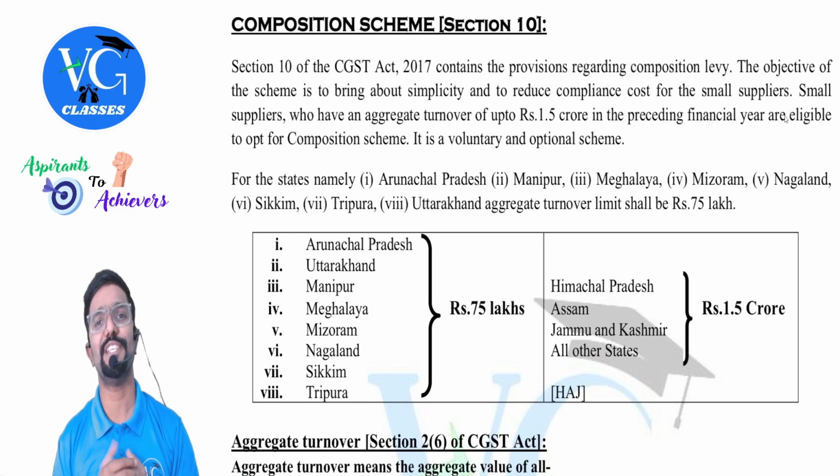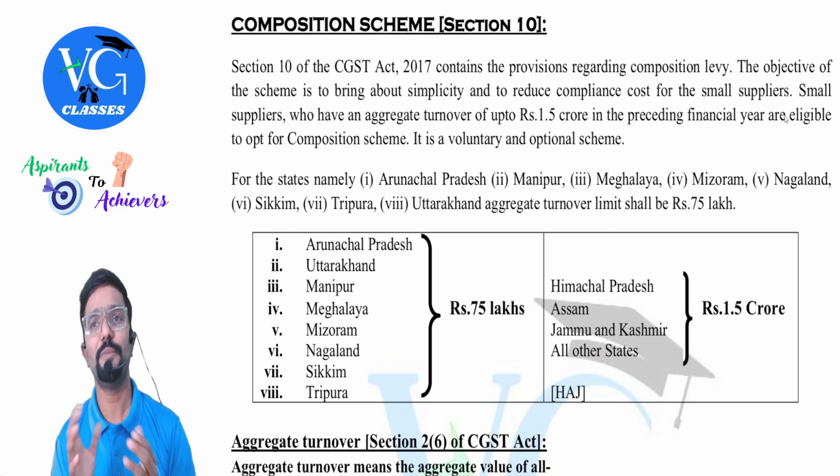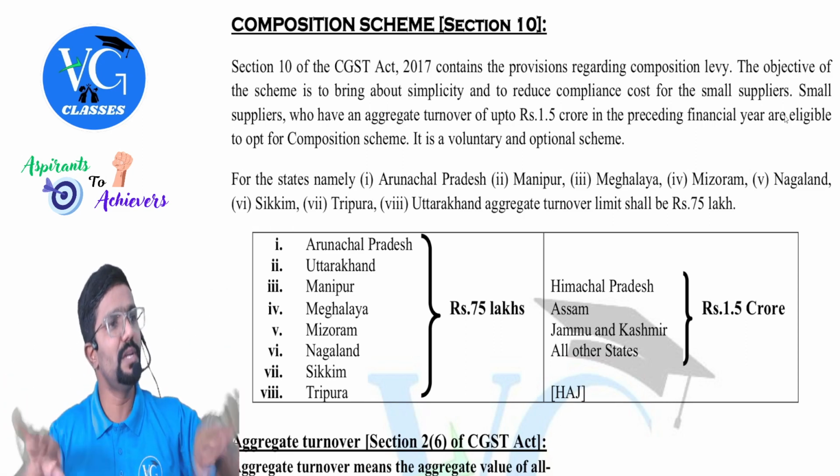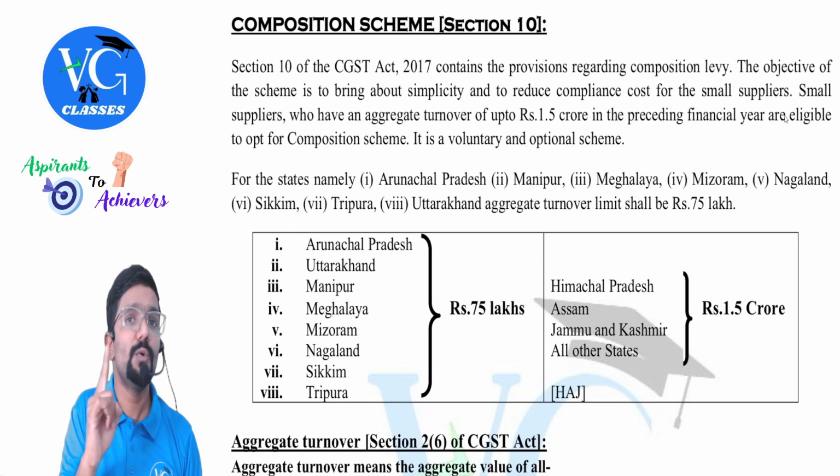And one more disadvantage is I cannot assume I am a composite supplier. I cannot supply the goods outside the state. I cannot supply the services outside the state. That means wherever I am registered, I can supply only within that state. Guys, please listen carefully. I cannot supply outside the state.